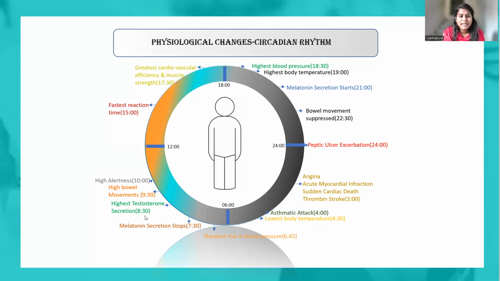Testosterone levels are highest at 8:30 a.m., and there is high bowel movement at 9:30 a.m., and bowel movement is suppressed after 10:30 p.m., that is 22:30. High alertness is seen at around 10 a.m.; alertness starts to rise at 10 a.m. And the greatest cardiovascular efficiency and muscle strength are at 5:30 p.m., that is 17:30. These are the various physiological changes which take place in our body in a 24-hour cycle.